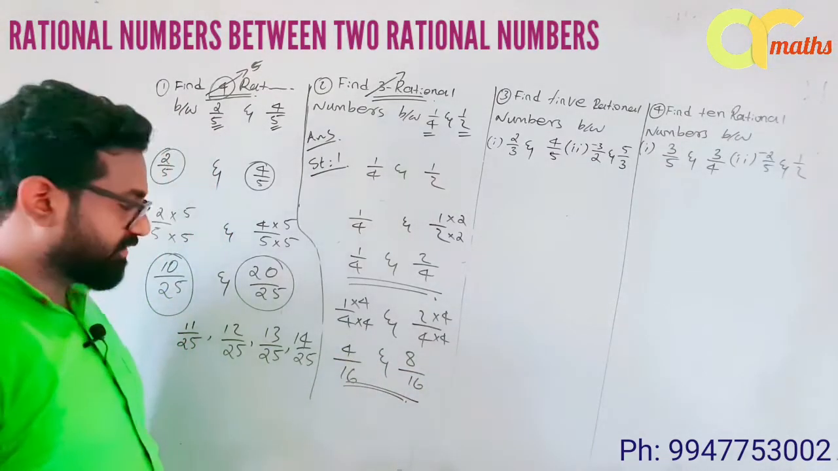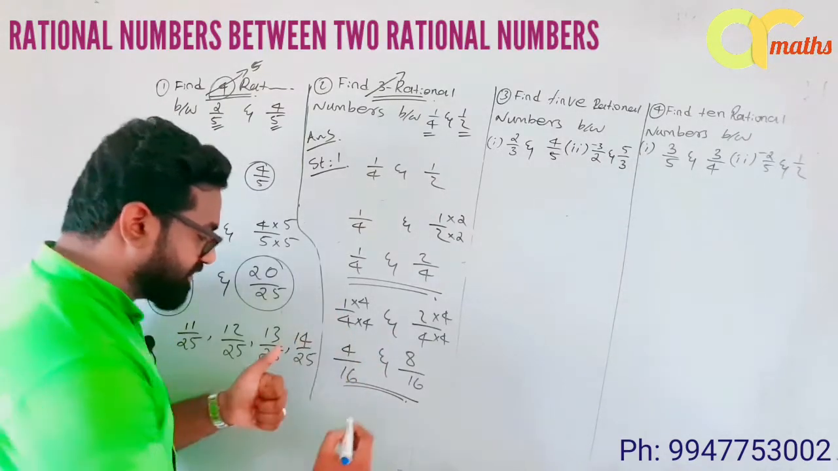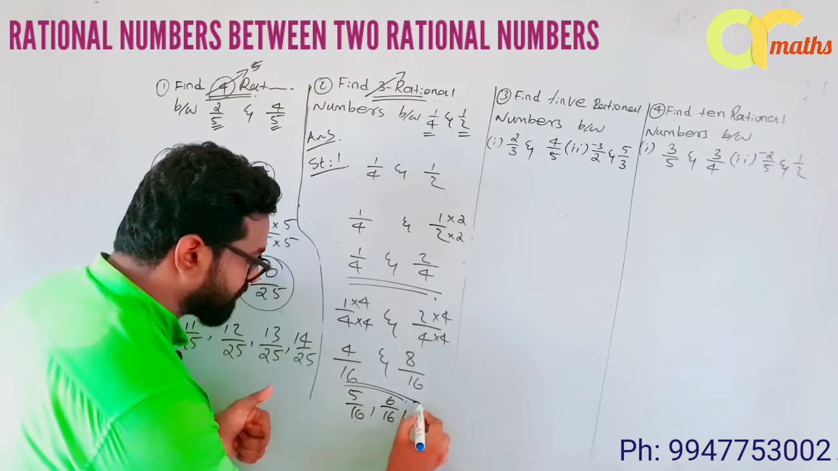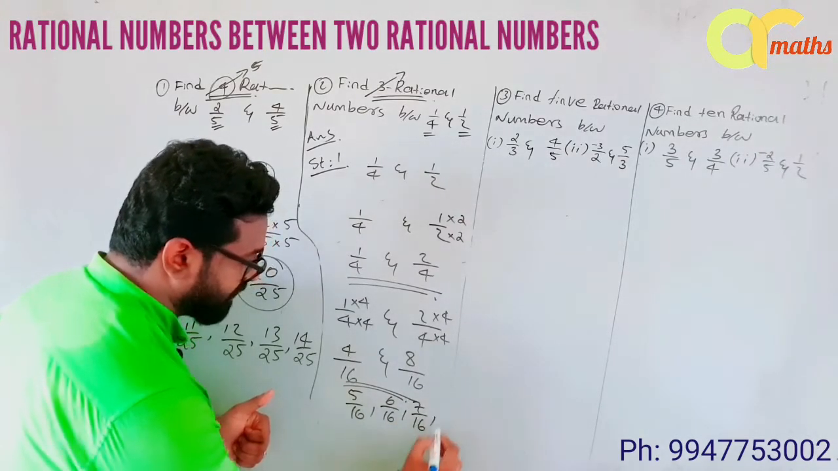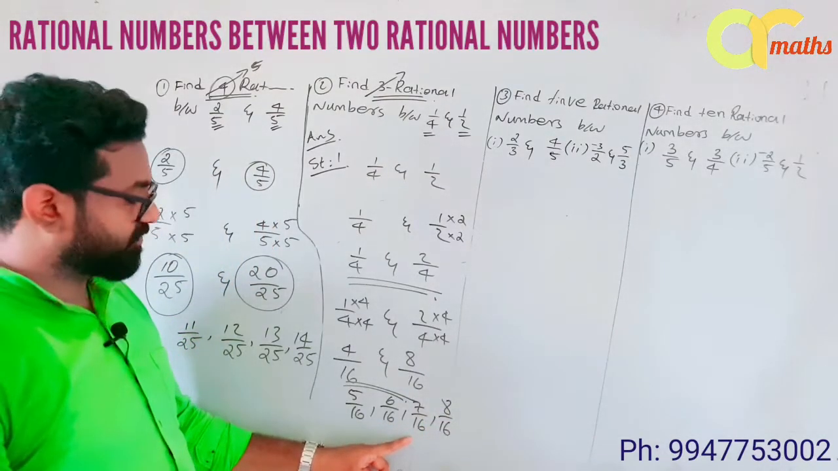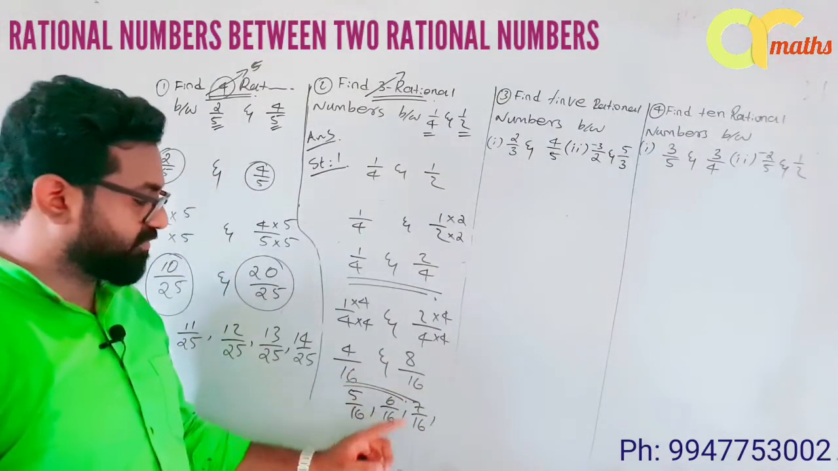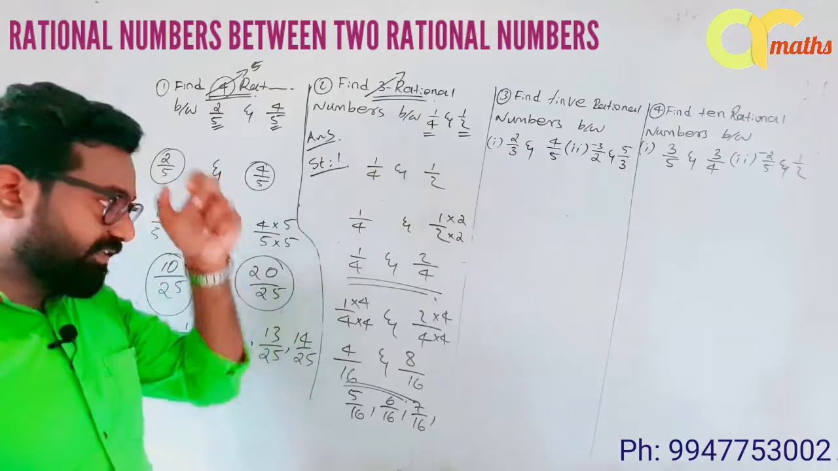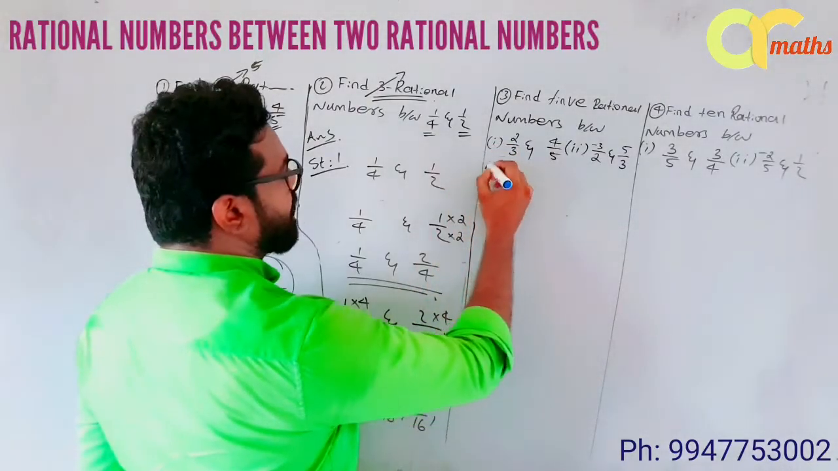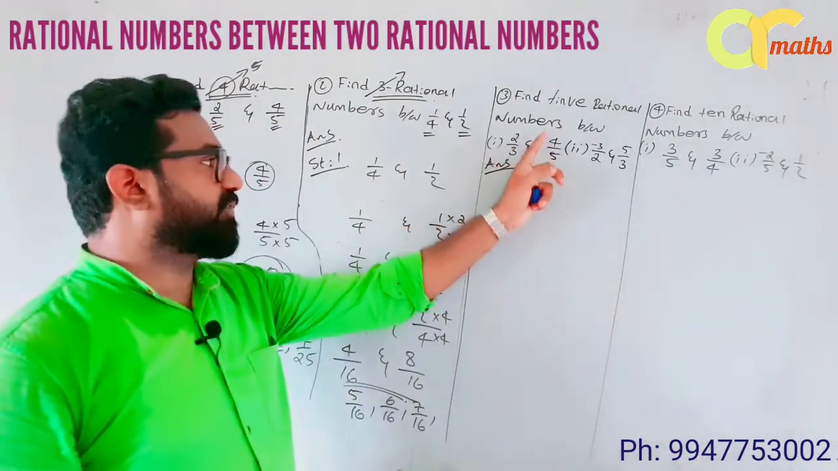Ready? What are the rational numbers between 4 by 16 and 8 by 16? 5 by 16, 6 by 16, 7 by 16, 8 by 16. 1, 2, 3. We want only 3 rational numbers. So 5 by 16, 6 by 16, 7 by 16. Ready? It will be more clear in the next question. Don't worry.